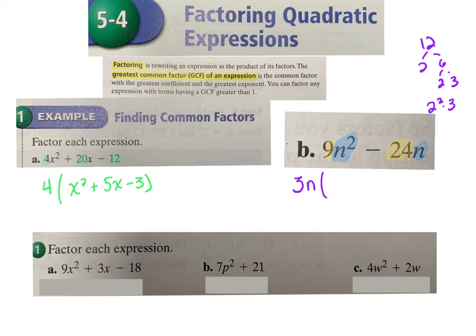So I have 9 divided by 3, that is 3. I started with 2 n's. I took 1 out. I have 1 n left. 24 divided by 3 is 8. I started with 1 n. I took out that 1 n. I don't have any n's left. So that is the factoring of that one.